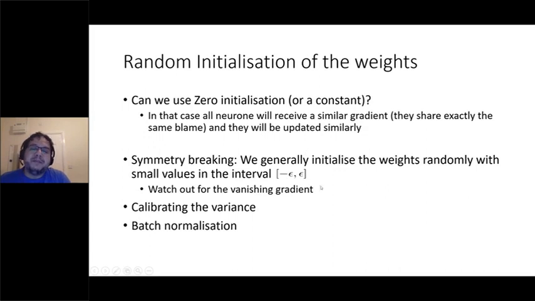But this is the basic idea, to have weights randomly initialized to avoid the symmetry. They should be different, and we put small values. We have what we call calibrating the variance, where we try to have a fixed variance per neuron, or we can use an even more advanced method that we are going to explore later, which is called batch normalization.